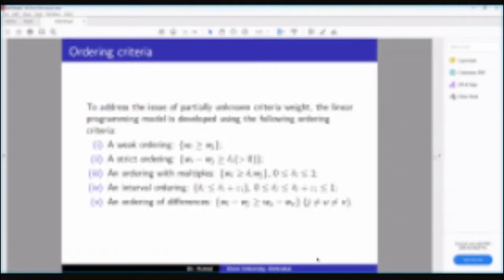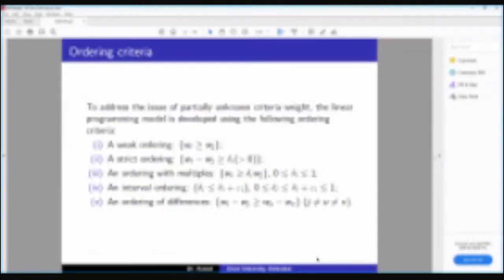Similarly, the second is a strict ordering, and you can see that here w_i minus w_j is greater than or equal to delta_i, but delta itself is greater than 0. That's why we have a strict inequality here, and that's why this is strict ordering. The third one is an ordering with multiples. Sometimes we have weights which are multiples of each other. And the last one is an ordering of differences: w_i minus w_j is greater than or equal to w_u minus w_v, where i, j, u, and v are the ith criterion, jth criterion, uth criterion, vth criterion, and so on.